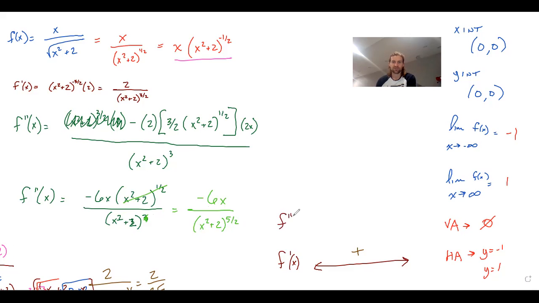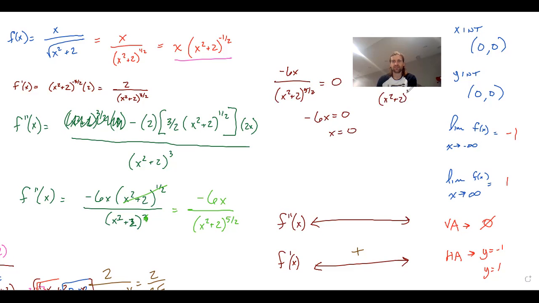Now, typically, I don't like to put it above the first derivative test, but I'm just running out of room. So where does the second derivative, negative 6x over x squared plus 2 to the 5/2 power, equal 0? Well, first we have a critical number when the top equals 0. When does negative 6x equal 0? That's easy. That's when x equals 0. The other time is when the bottom, x squared plus 2 to the 5/2 power, equals 0, which we already know is not going to work. So there's only one critical number, at 0.